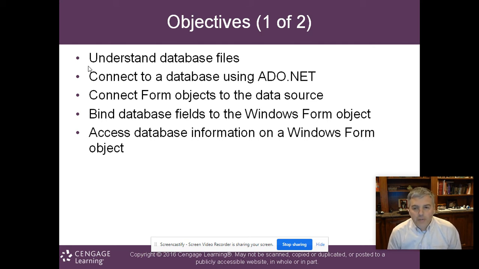So we'll be using ADO.net to connect to our databases, but there are many ways to do it. We'll talk about connecting your form objects to that data source. There are a couple of steps you have to go through to get it all connected, but it's really pretty easy. We'll talk about binding database fields to the Windows Forms objects, and you probably did something similar to this in Access. We'll talk about different ways we can access database information on the Windows Form object. Again, very similar to what you've been doing this year in Access.